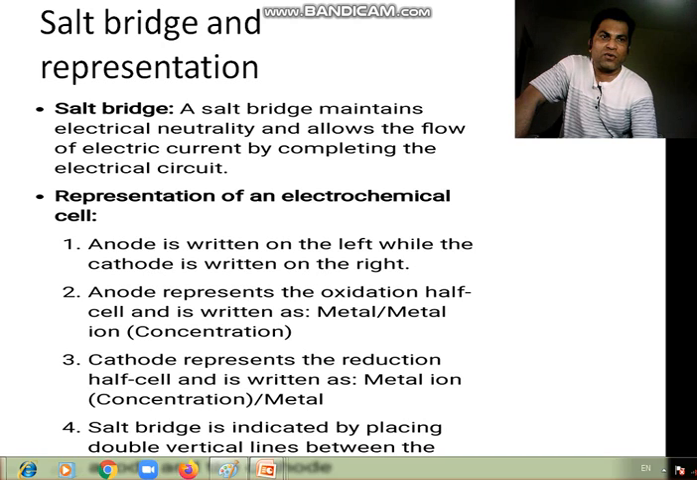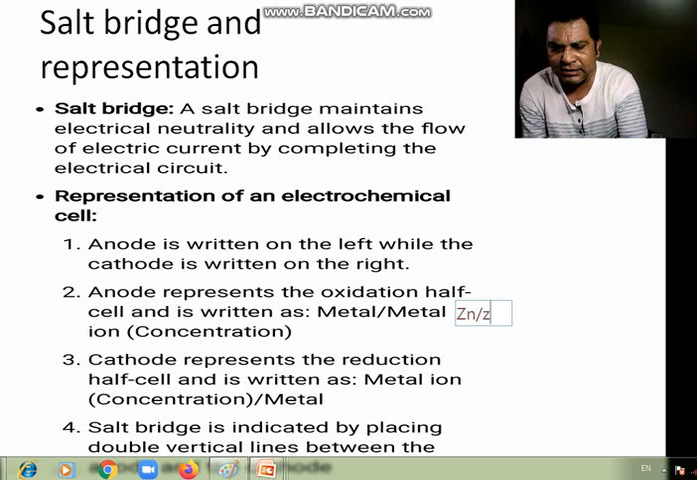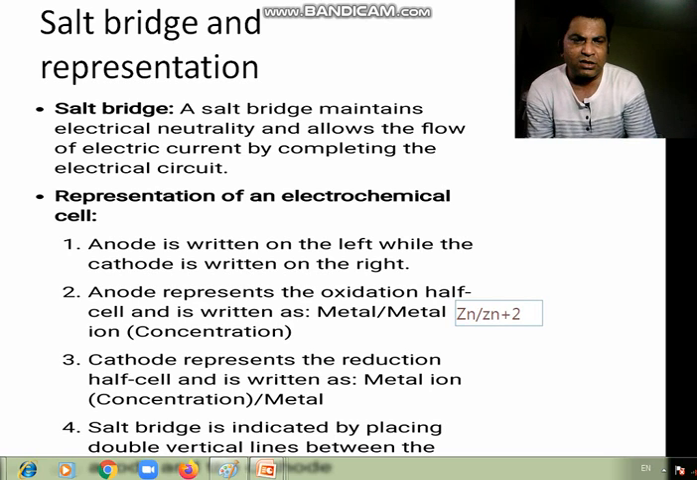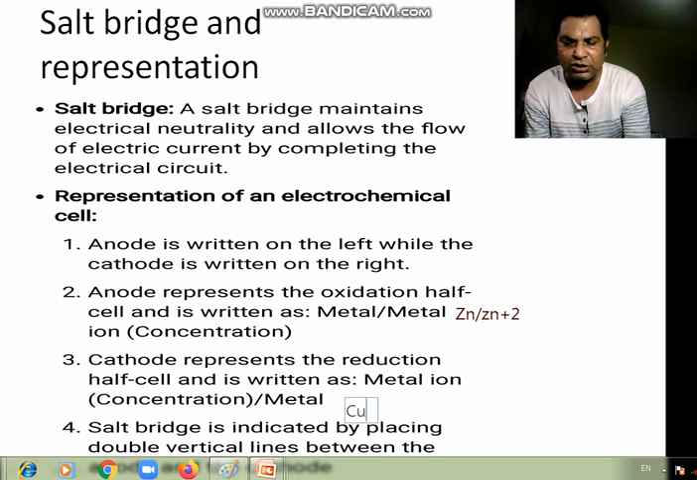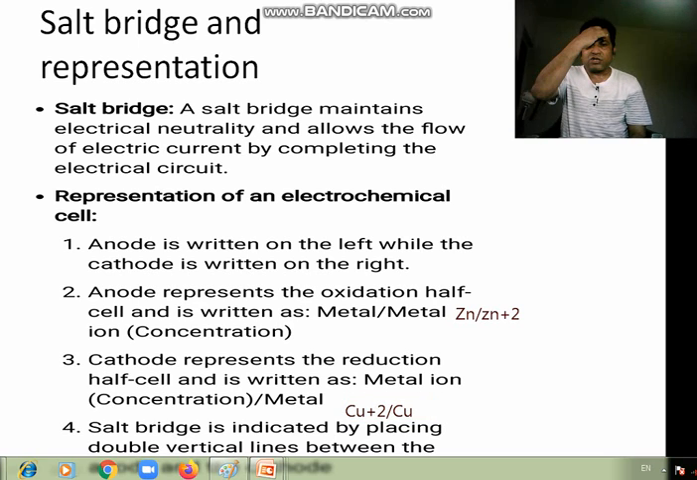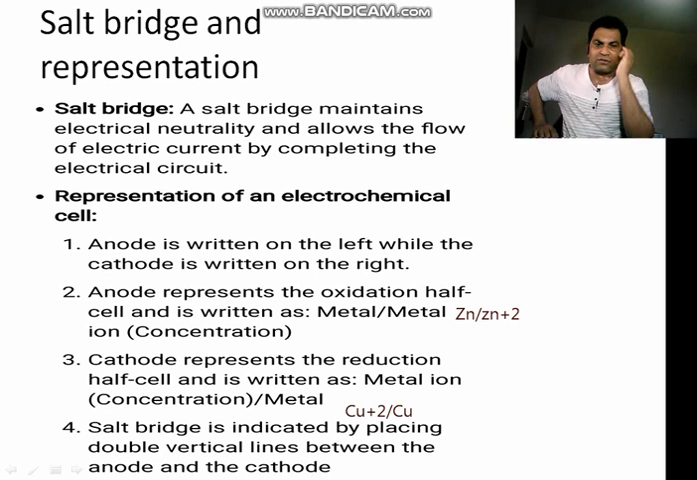If you know, then we write like this. If we have to write the anode, suppose zinc is there, then we write the representation of zinc like this, Zn and Zn plus 2 ion. So this is the representation of anode, and the cathode representation can be done the same way. If copper is at the cathode, then Cu plus 2 is represented with the copper. So this is the copper one. Hope that you understand this point, how to write each of them.